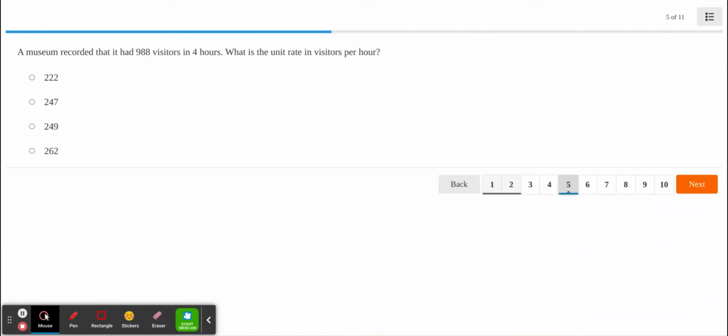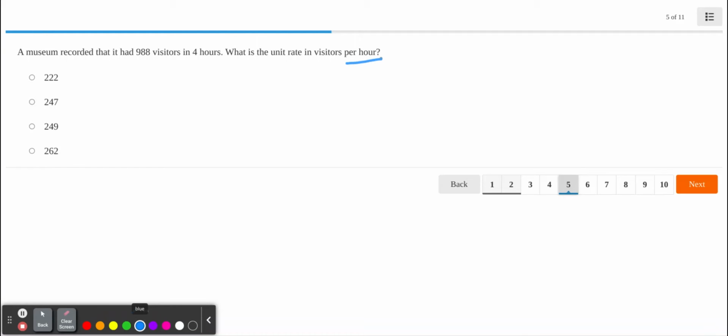So our next one was a museum recorded that it had 988 visitors in 4 hours. We wanted to know what is the unit rate in visitors per hour. And remember, when we want a unit rate, we want our bottom number to be 1. And this is per hour. So that's what we're looking for as we are working with our unit rate. We want it to be per 1 hour.